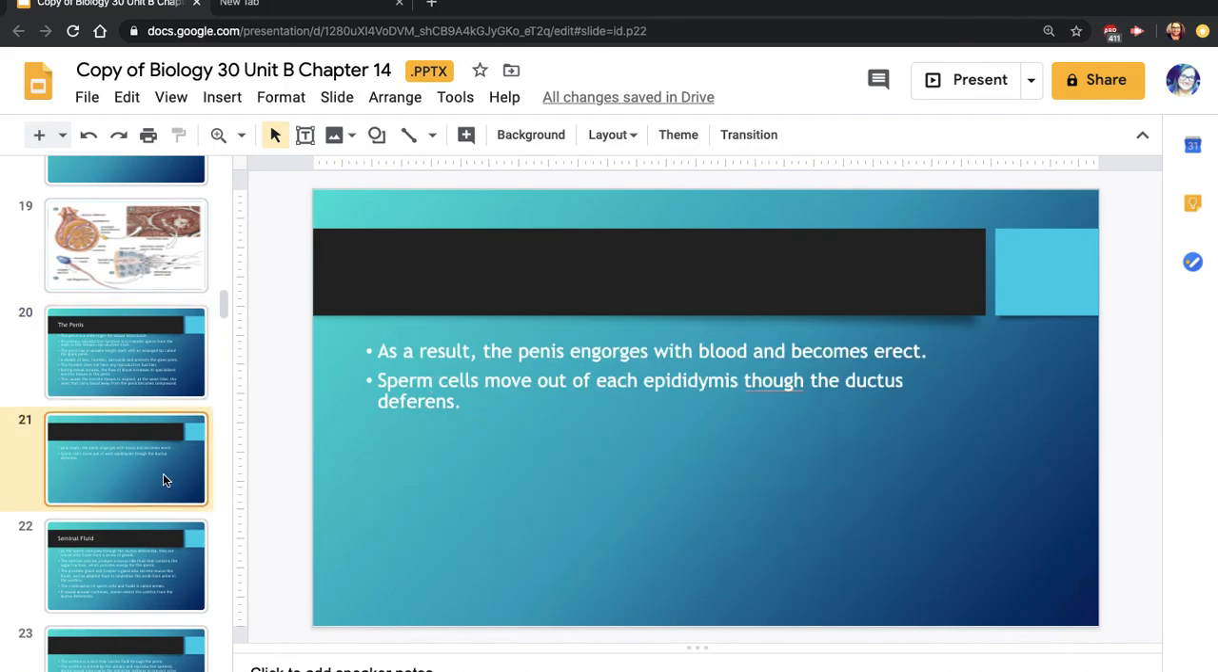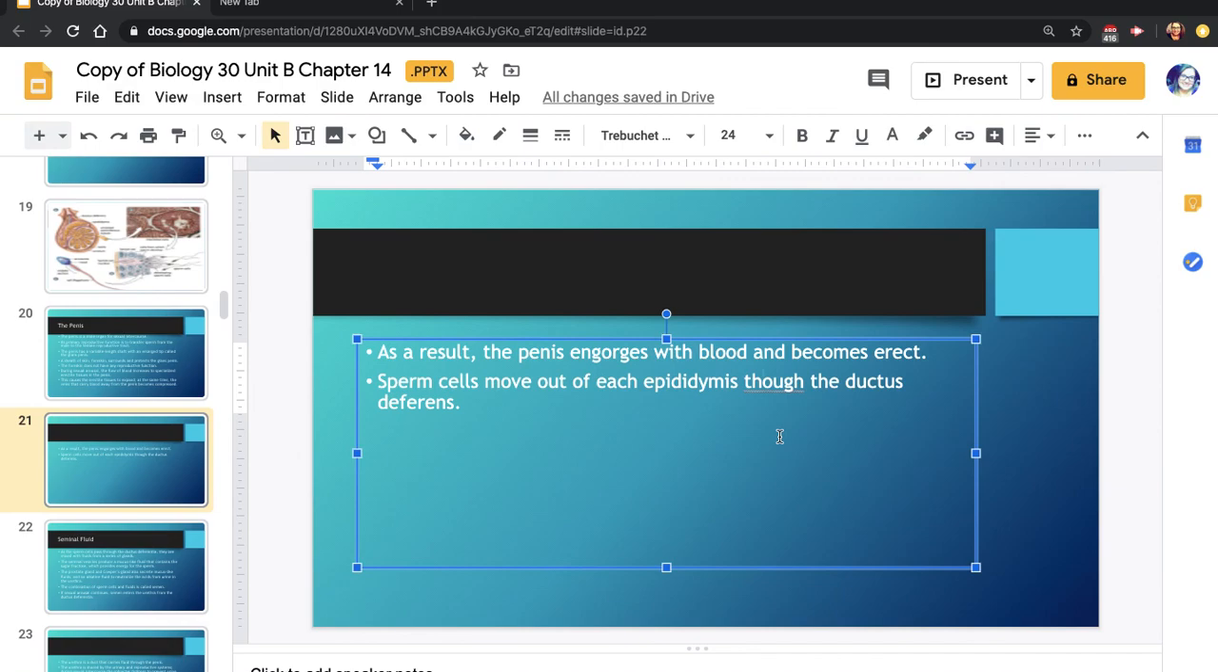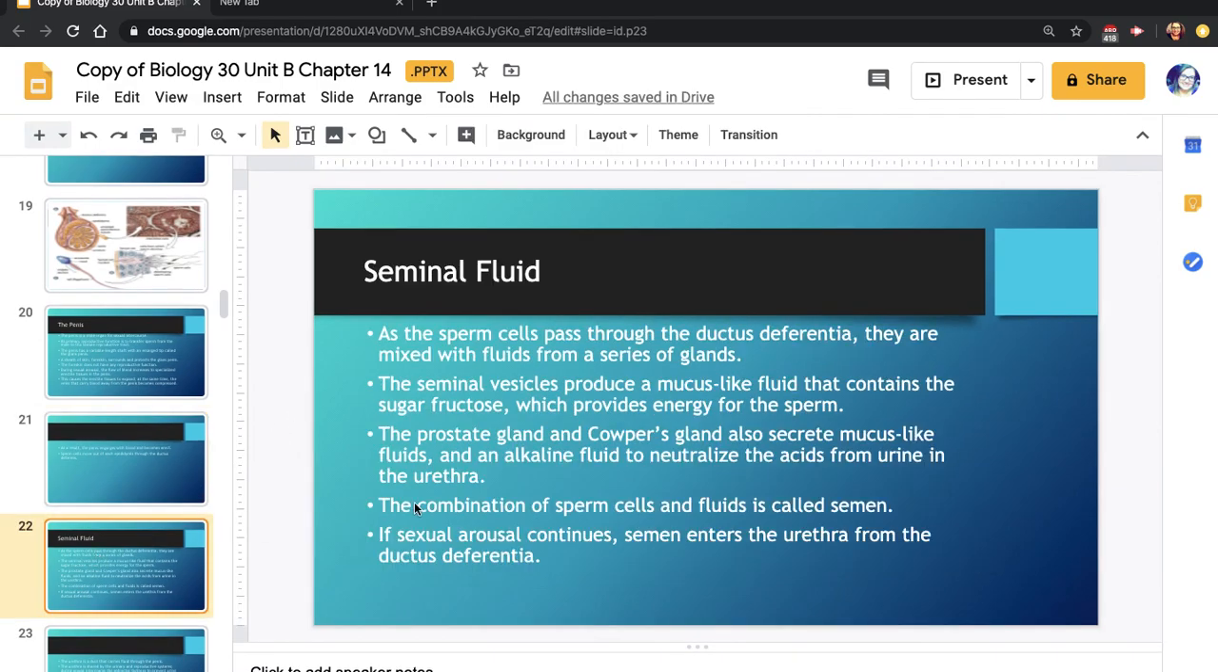So it says, as a result, the penis engorges with blood and becomes erect. Sperm cells move out of the epididymis through the ductus deferens. So all that sperm that's getting ready to swim goes through the ductus deferens and towards out of the penis. As a sperm cell passes through the ductus deferentia, they are mixed with fluids from a series of glands.